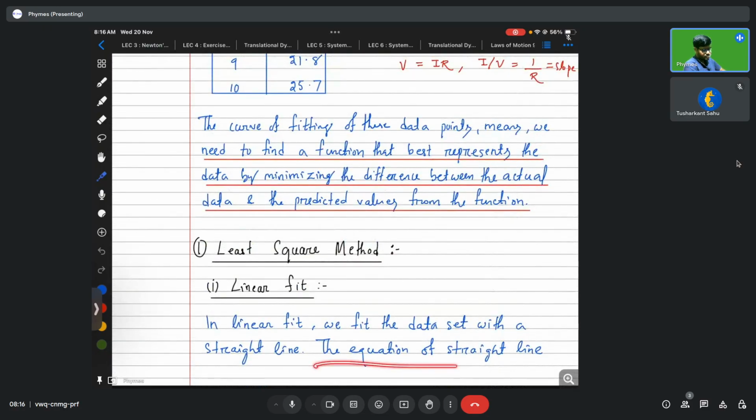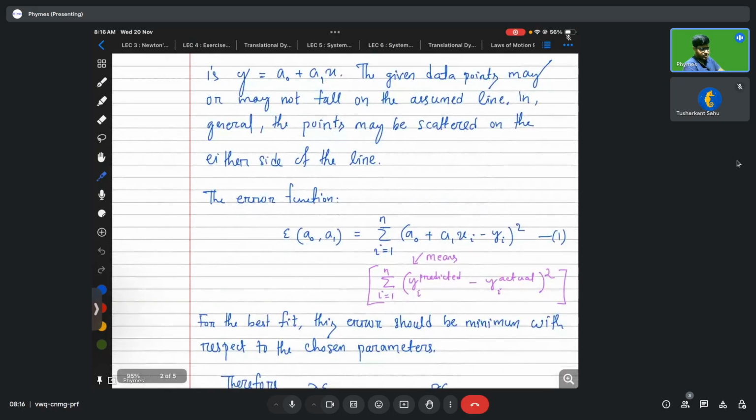and the equation of the straight line can be written like this: y equals a0 plus a1x, and the given data points may or may not fall on the assumed line, right? In general, the points may be scattered on either side of the line. That is also a possibility.